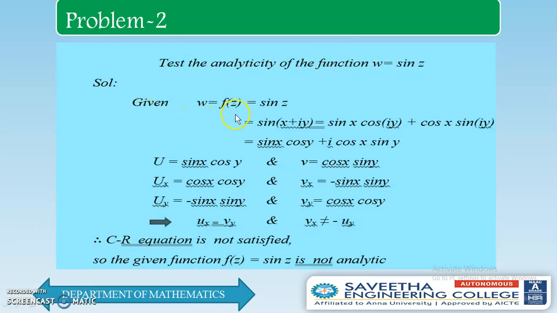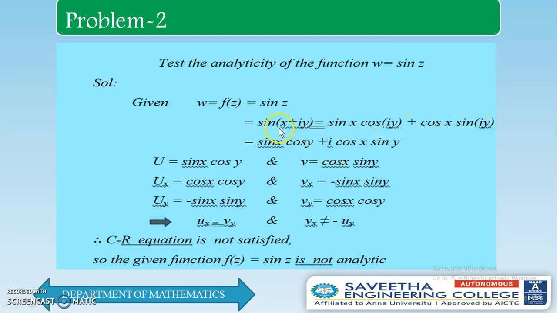Given w equal to f of z, that is equal to sin z. Already I told you f of z is u plus iv. So we write u plus iv. What is sin z? We write sin of z in terms of x plus iy. In this case, it is very difficult to differentiate directly. For that we can use the trigonometric formula sin of a plus b, that is sin a cos b plus cos a sin b.